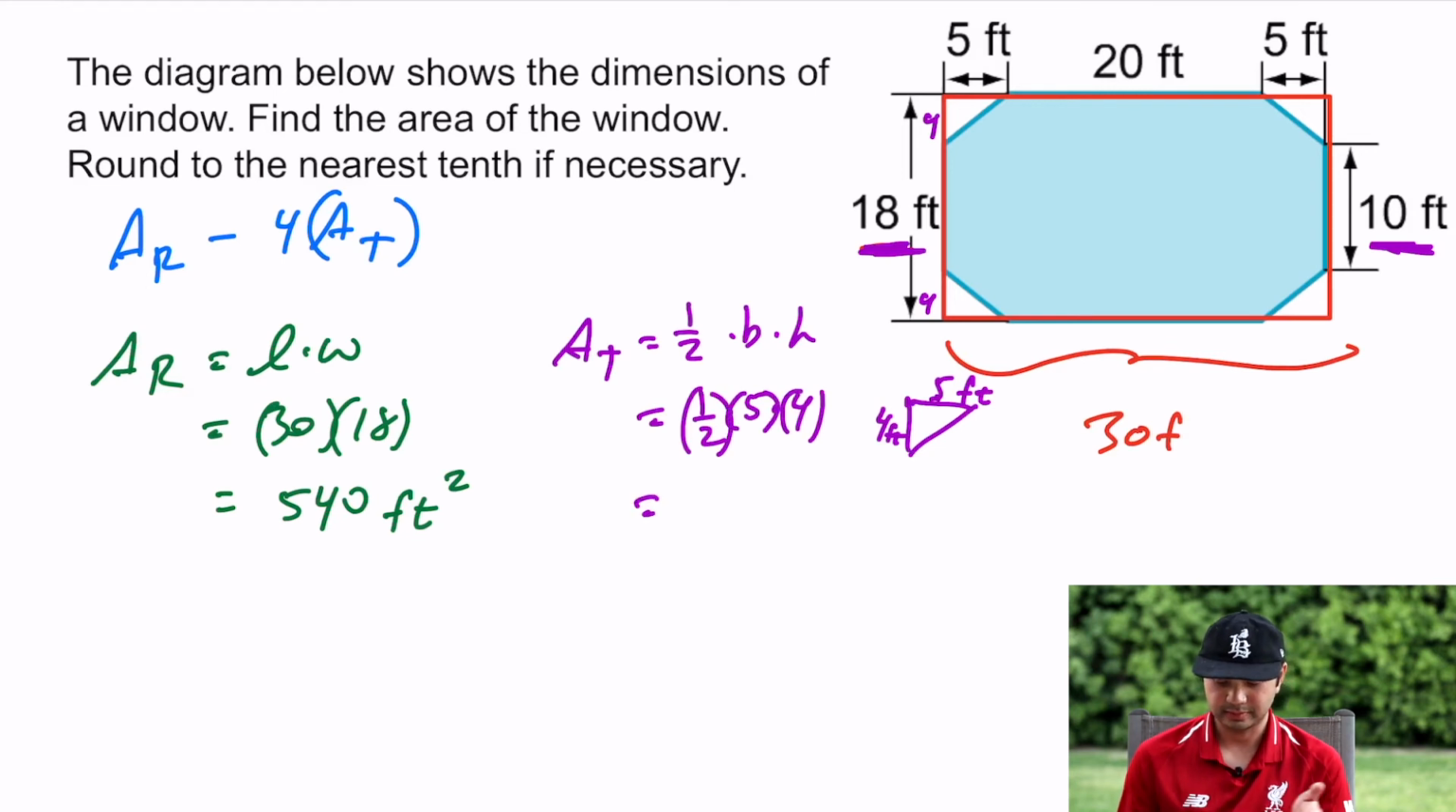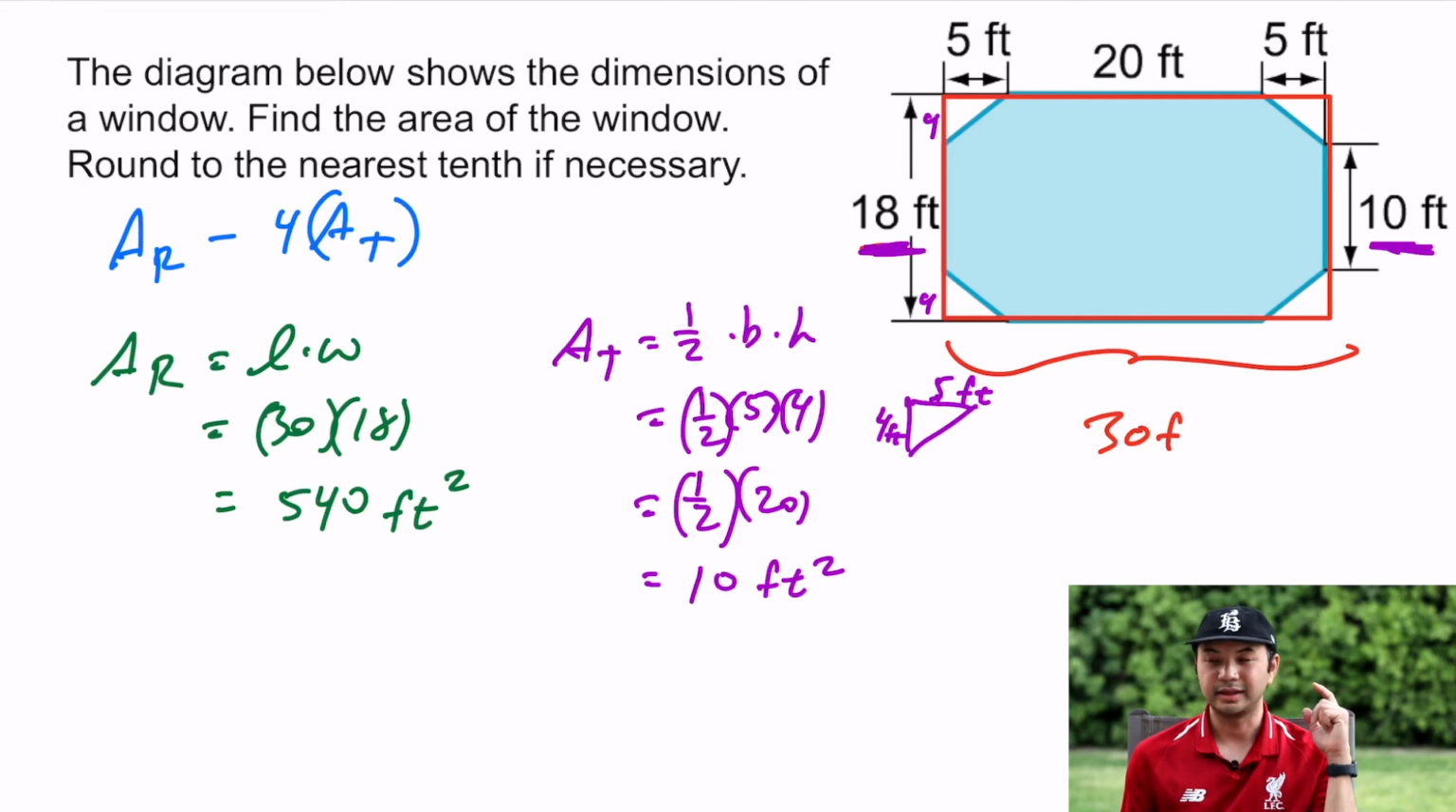I don't want to take 1/2 of 5, so I'm going to go 1/2 times 20, because I can do that, commutative property of multiplication, and 1/2 of 20 is 10 feet squared. Okay, so you're not done. If you're kind of rushing, maybe you're going to add these, because that's what we've been doing. If you're kind of rushing but not that much, you might go 540 minus 10. But remember, there are 4 different triangles there. So I'm taking the area of the big rectangle and subtracting out all 4 of these triangles.